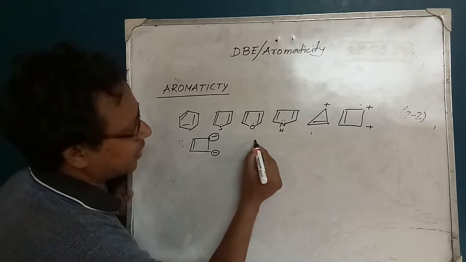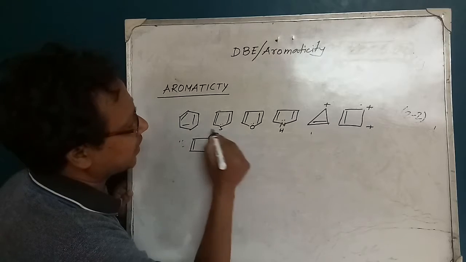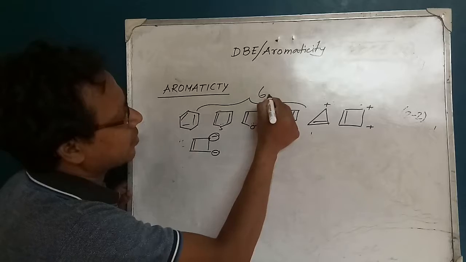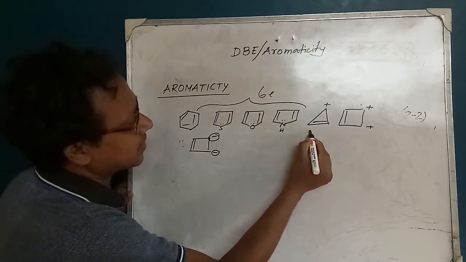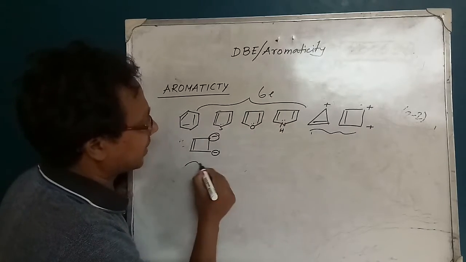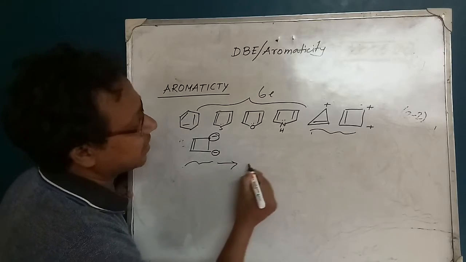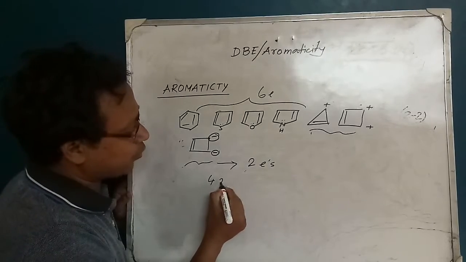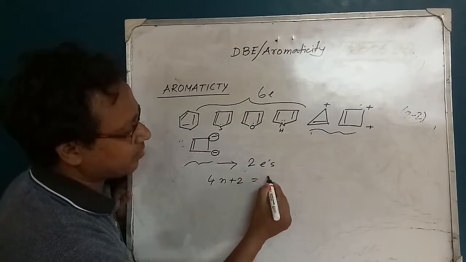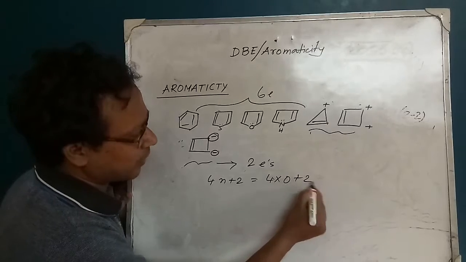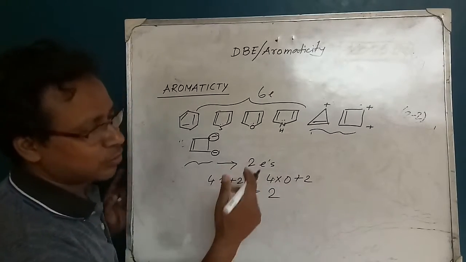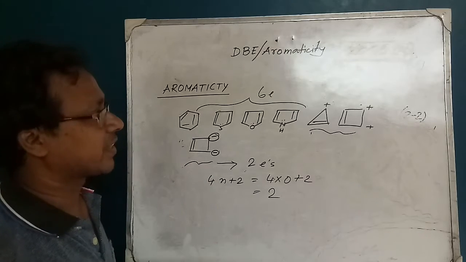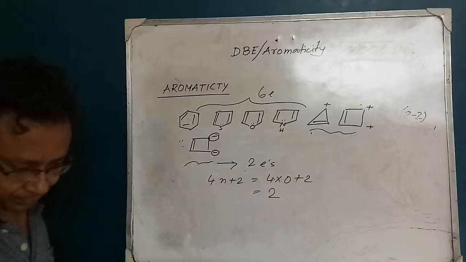Here the number of pi electrons for the first 4 cases is 6 electrons, but for the last 3 cases it is a 2 electron system. Now according to the 4n plus 2 pi electron rule, 4 into 0 plus 2 means 2. So they are also obeying Huckel's law. That's why all are aromatic. Okay.